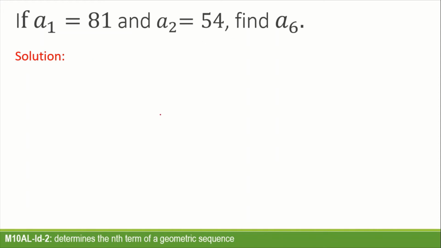Next example, if a sub 1 is equal to 81 and a sub 2 is equal to 54, find a sub 6. So, gamitin natin ang general term. Meron na tayong first term. Meron na tayong value of n. Ang hinahanap na lang natin ay r.